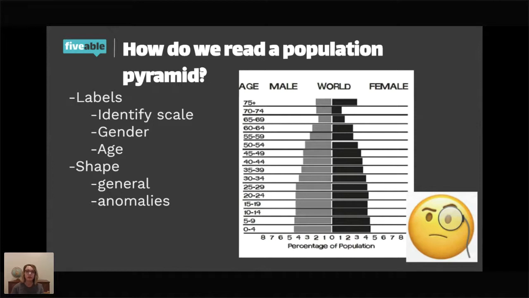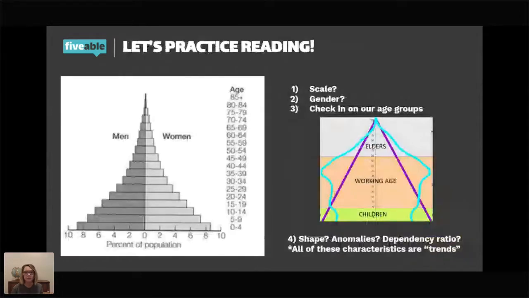So we've got our labels, we've got our shape. Now we are going to practice a little bit. We're going to do a lot of practice, actually. I just have to give you a little background, and then it's going to be all work from here on out. So here's a new pyramid.